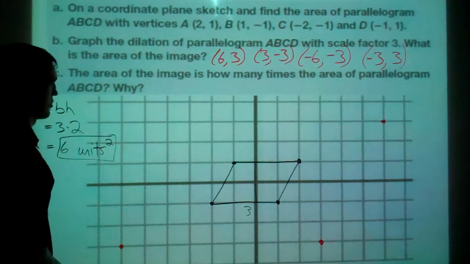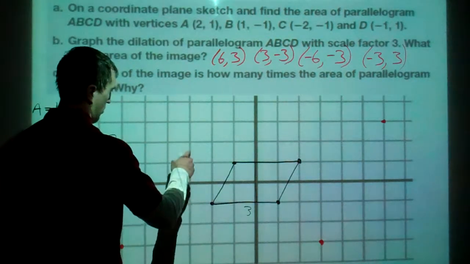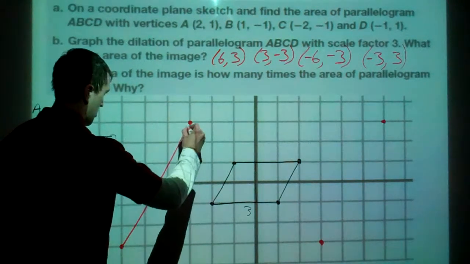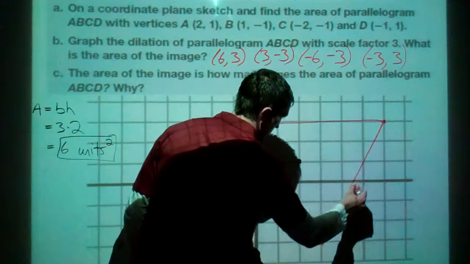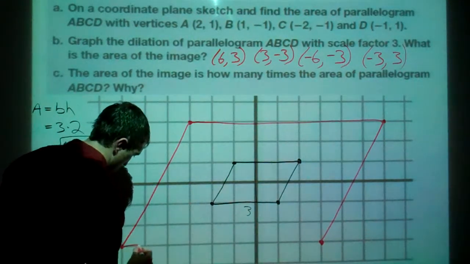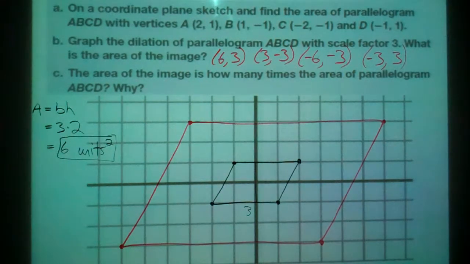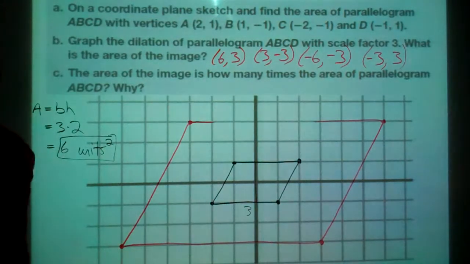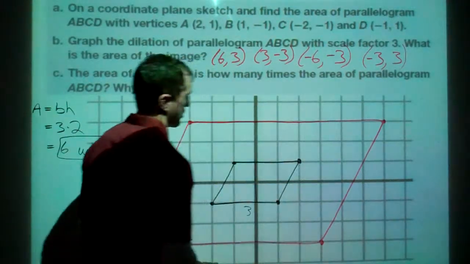Hopefully we can see those points. I'll check in a second. And then we have negative 3, up 3. 1, 2, 3. So we should get a parallelogram, but a bigger one. Alright, I want to make sure we can see that. Alright, looks pretty good. Except for my line right here. Doesn't look very good there. So I'll fix that quick. And that should be a little better.